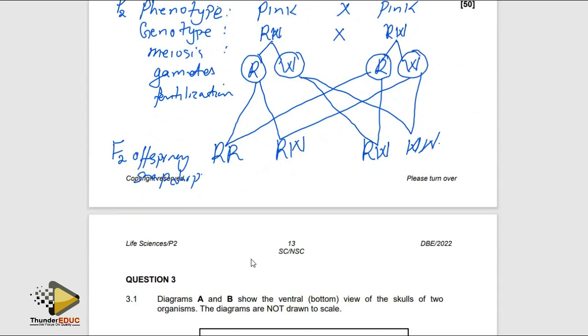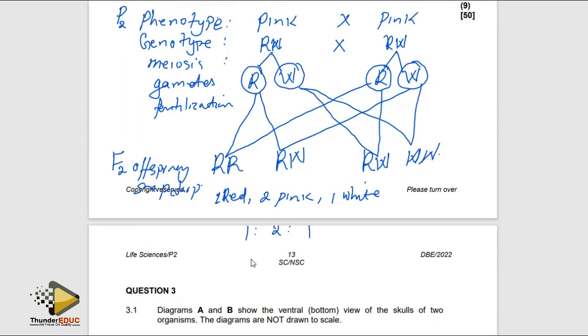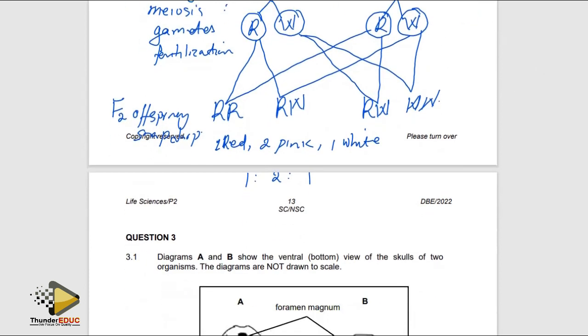Now, capital R, it is red. So I have red. How many are they? It's 1. I have capital R, capital W. It is pink. Capital R, capital W is pink. So I have 2 pink. And then now I have capital W, capital W. It's white. I have 1 white. So basically I have 1, 2, 1. So that is it.